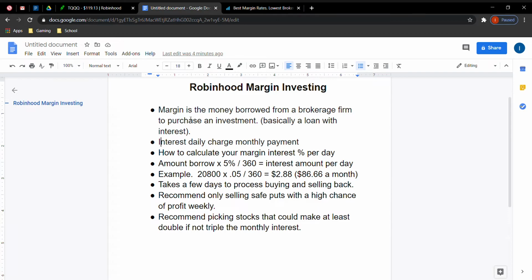So to give you an example of my trade that I did, I had $20,800 borrowed times 5% divided by 360 equals $2.88 a day. So if you look at this per month, it's $86.66 a month.